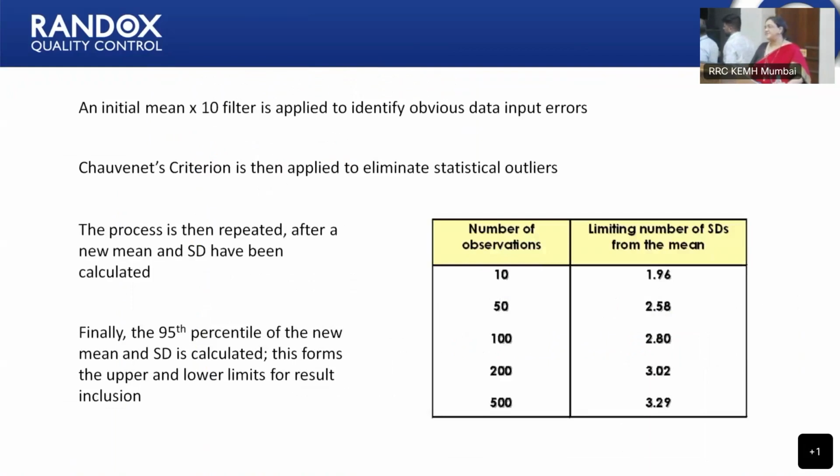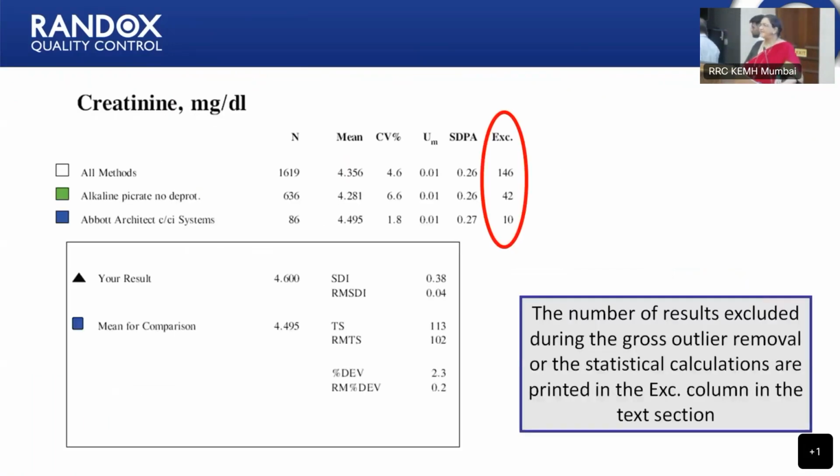This process is repeated at least 3 times. After this, the 95th percentile of the new data, or the new mean and SD, is calculated, and the final range is identified, and the results that fall beyond this range are excluded. These results are flagged in this exclusion column.